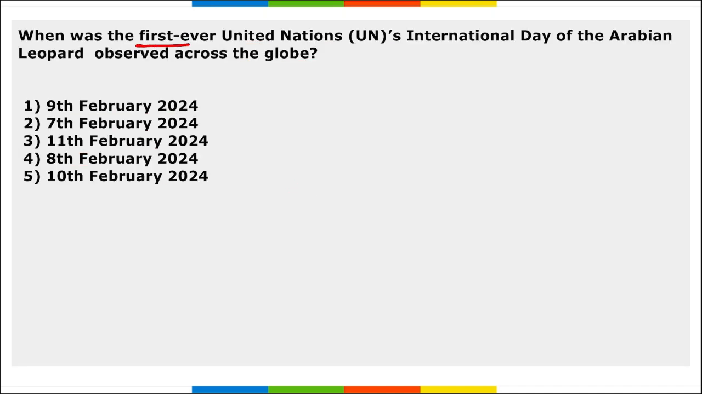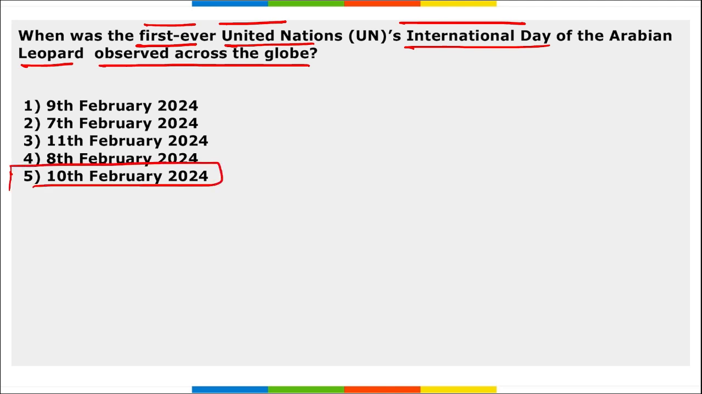Next is when was the first ever UN International Day of the Arabian Leopard observed across the globe. So when was the first ever UN International Day of the Arabian Leopard observed across the globe? It was on 10th of Feb 2024. Correct? Take a note of this.